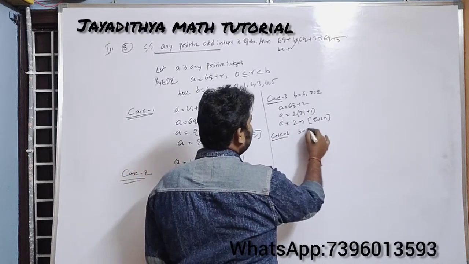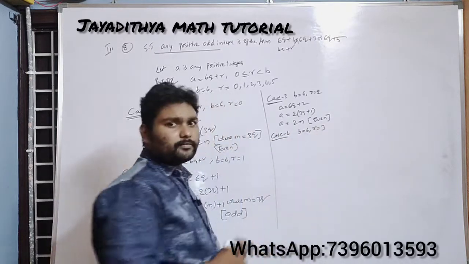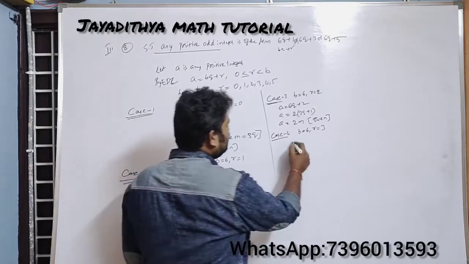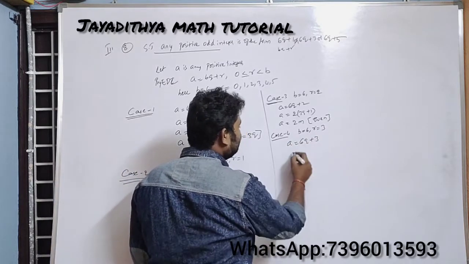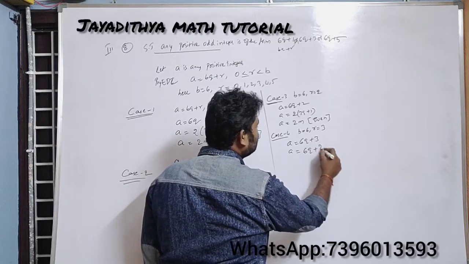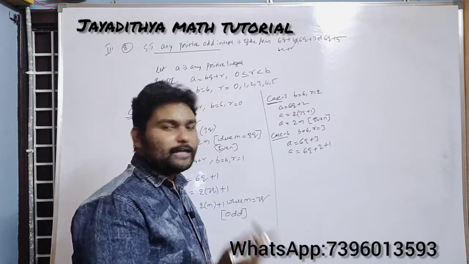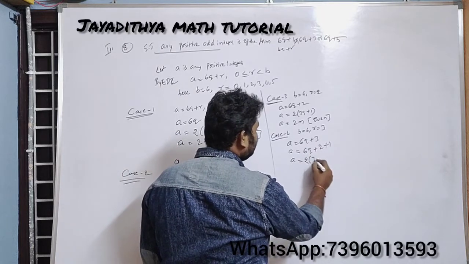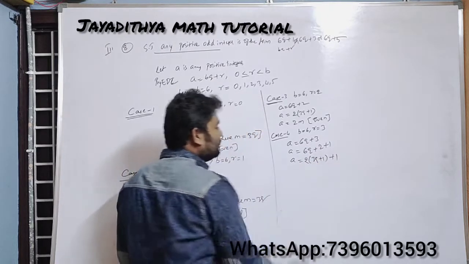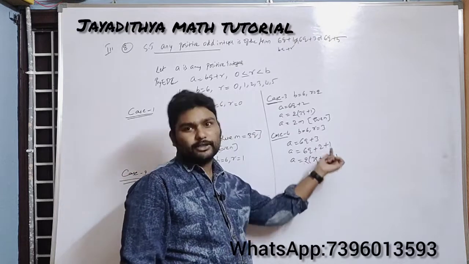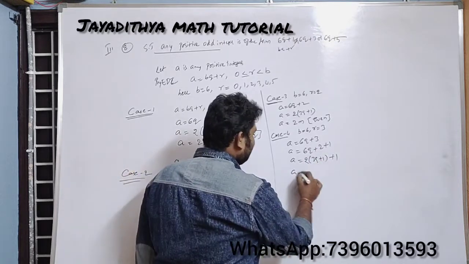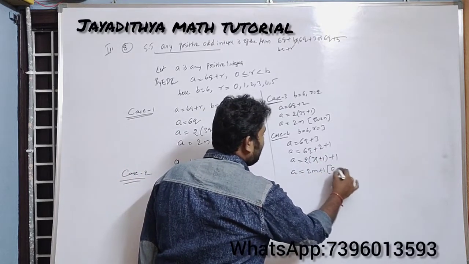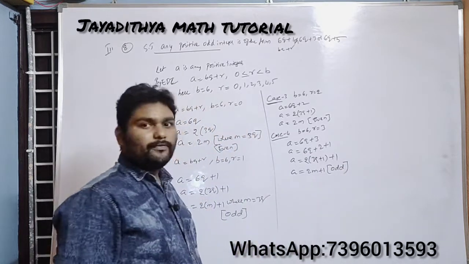What will be case 4 here? b is equal to 6 and r is equal to 3. This becomes a is equal to 6q plus 3. I will be manipulating 3 as 2 plus 1. Why? Because I should take 2 common. So a is equal to 2 times (3q plus 1) plus 1. 2 into 3q is 6q, 2 into 1 is 2. So this will be in the form of 2m plus 1, which is odd. That is in the form of an odd number.